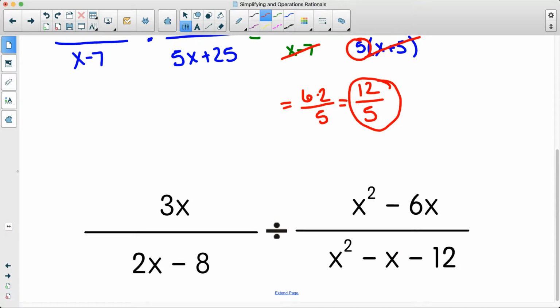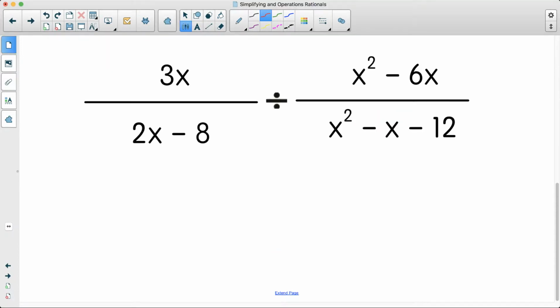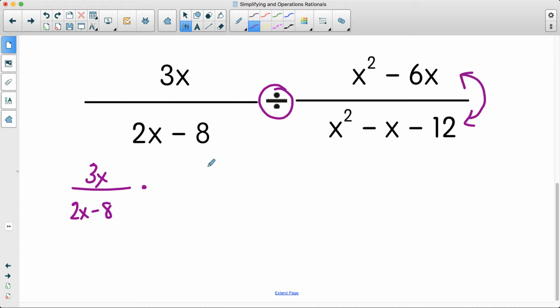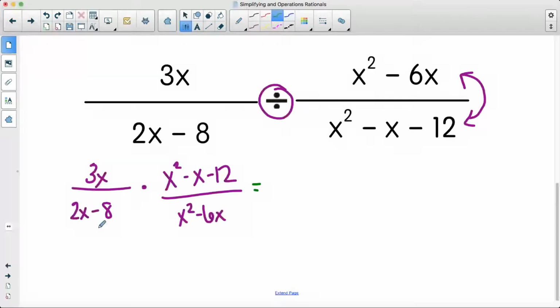All right, second example. So first thing you want to do, rewrite the problem, leaving the first fraction the same. So 3x over 2x minus 8. Change the sign from division to multiplication, and then flip the second fraction. So now it's x squared minus x minus 12 over x squared minus 6x. And go ahead and factor. So on the left-hand side, the 3x over 2x minus 8. 3x can't be factored. 2x minus 8, I can take a 2 out. So that becomes 2 times x minus 4.